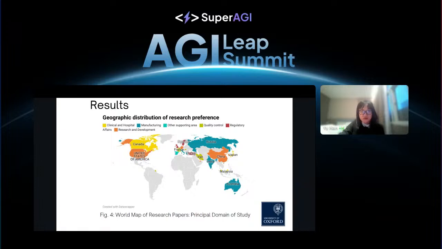Additionally, we can see the blue and green parts, Russia and Australia, emerged to be a hot hub for manufacturing, indicating their significant contributions to the manufacturing section. And in Canada, in the yellow part, there is an emphasis on clinical and hospital, reflecting the country's focused approach towards these two sections. And meanwhile, India is identified as a prominent center for research in quality control. So this trend underlines India's commitment to ensuring safety, efficacy, and reliability of pharmaceutical products.